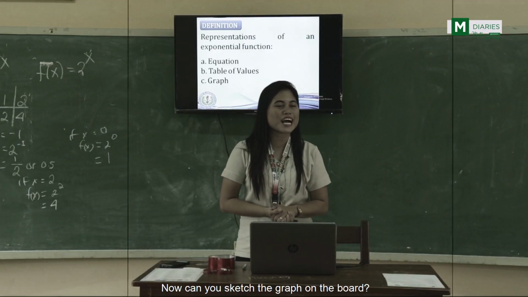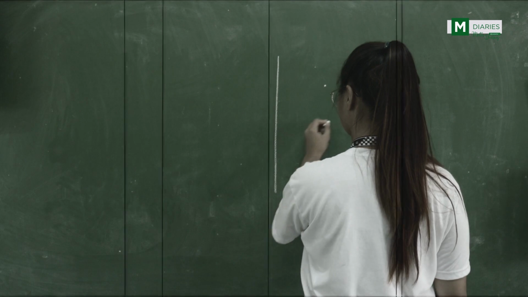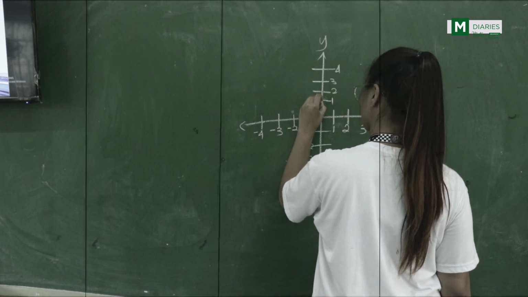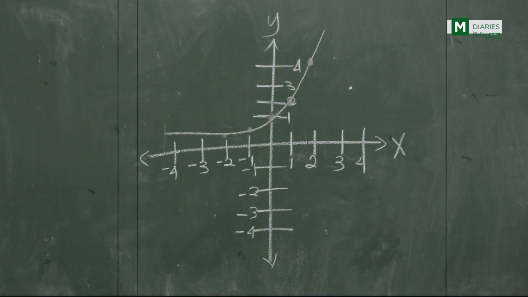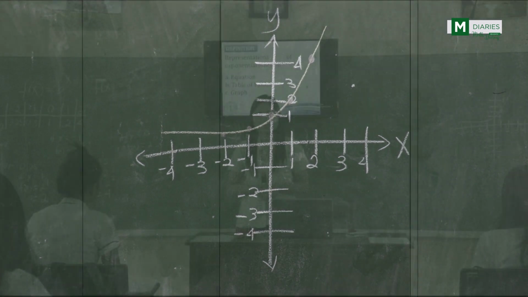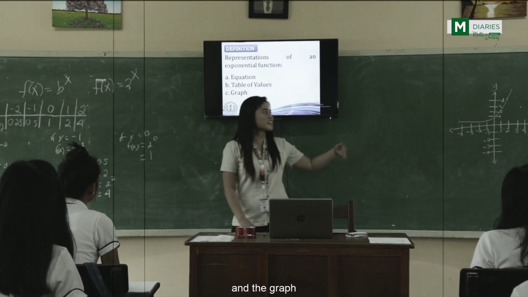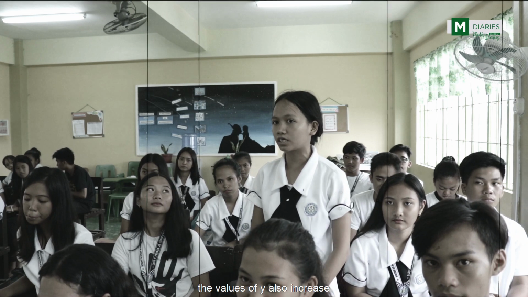Constructed by Abel, let us plot the following values on the Cartesian plane. Very good! Now, can you sketch the graph on the board? Yes, Jody! The value of y also increases.